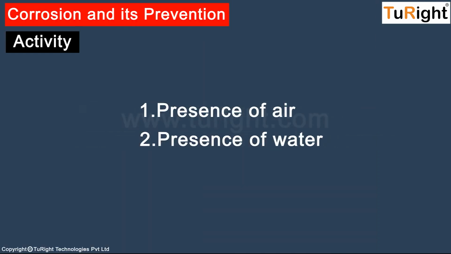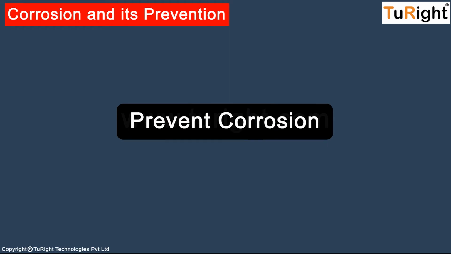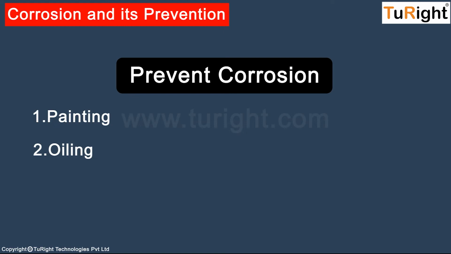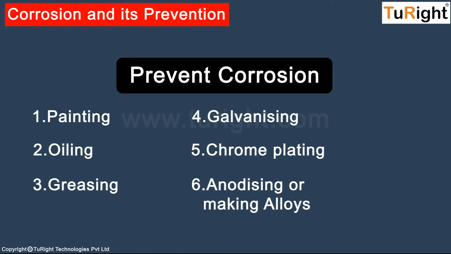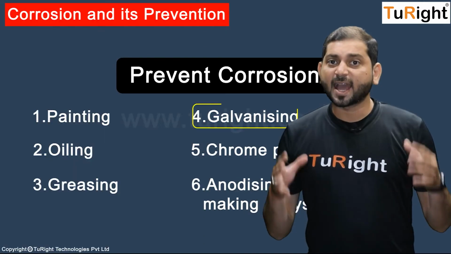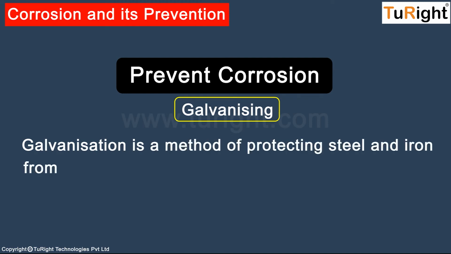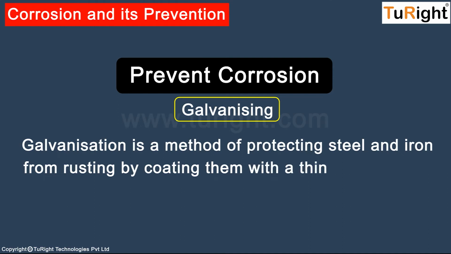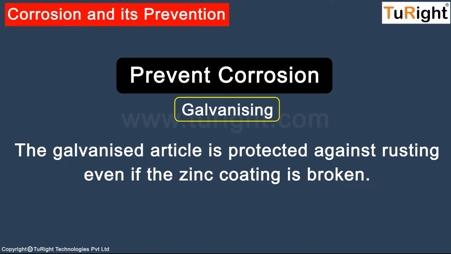What does this tell us about the conditions under which iron rusts? Number 1, presence of air. Number 2, presence of water. Let us now try to figure out the ways in which we can prevent corrosion. The rusting of iron can be prevented by painting, oiling, greasing, galvanizing, chrome plating, anodizing or making alloys. What is galvanizing? Galvanization is a method of protecting steel and iron from rusting by coating them with a thin layer of zinc. The galvanized article is protected against rusting even if the zinc coating is broken.